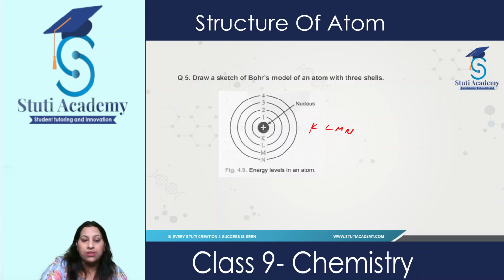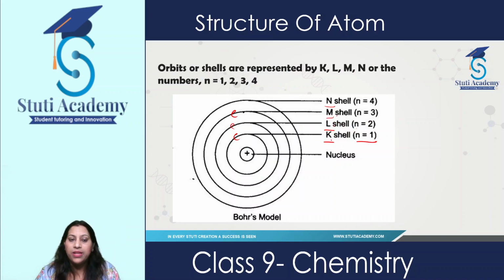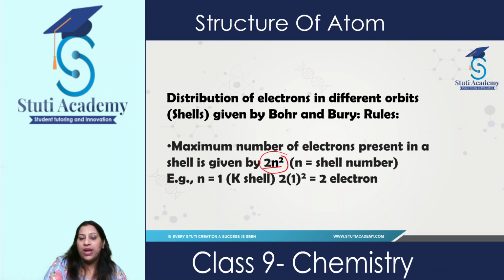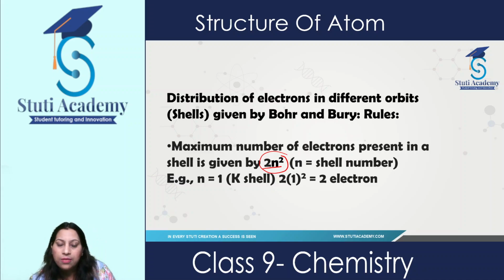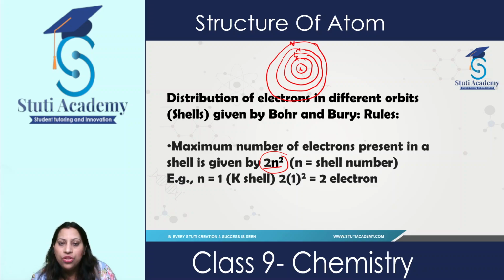Like if you look at this diagram here, these are the energy shells 1, 2, 3, 4. So these are represented by this n. So n is the energy shell or the shell number or the orbit number. So n=1 represents K shell. I'll draw here. This is K shell, K, L, M, and this is N. So K shell, L shell, M shell, N shell, and this is the nucleus.